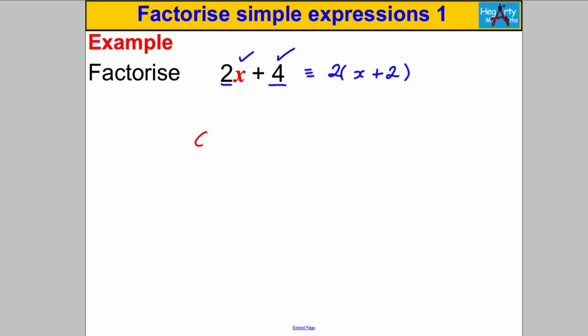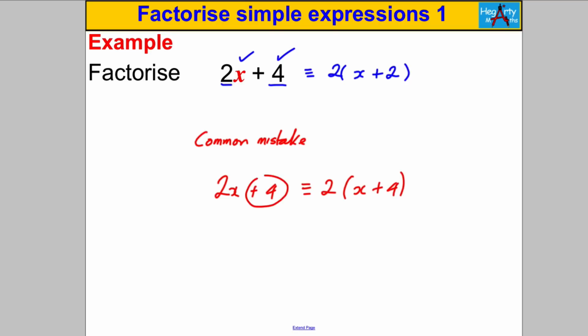Just a common mistake before we go on. This happens loads. Students do this because they're rushing. If they're doing 2x add 4, they look at the highest common factor of 2 and 4 and they say, yeah, it's 2. And then they say, what goes here? X. And they just write plus 4 there because they just copy what they see. If they took 1 second before they went on and timesed that out and realized it times out to 2x add 8 and that's not what they started with, they'd know they made a mistake. So just avoid this common mistake by timesing out at the end.